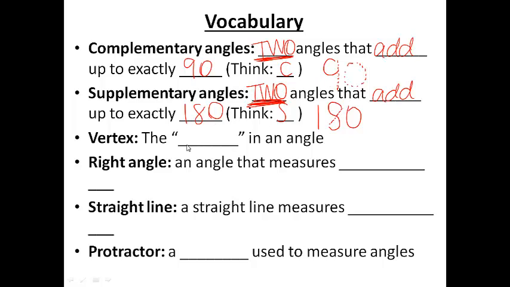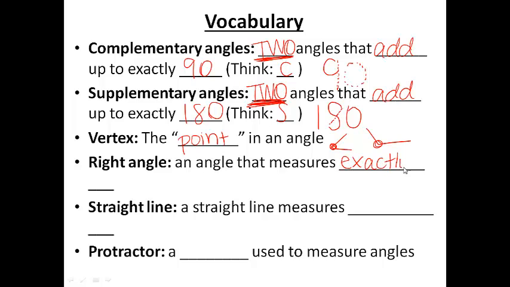The vertex, that funky little word we just talked about. The vertex is the point in an angle. So if this is my angle, here's my vertex. If this is your angle, where's your vertex? Right there. Super simple.